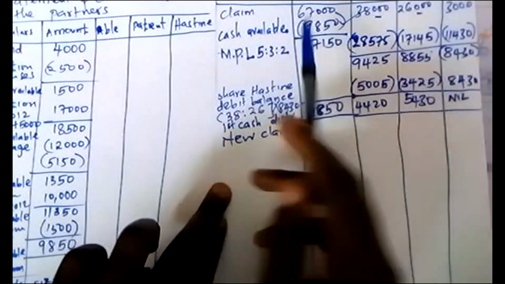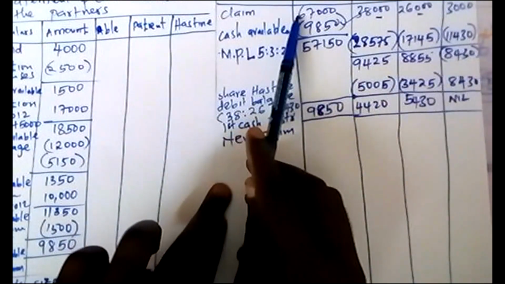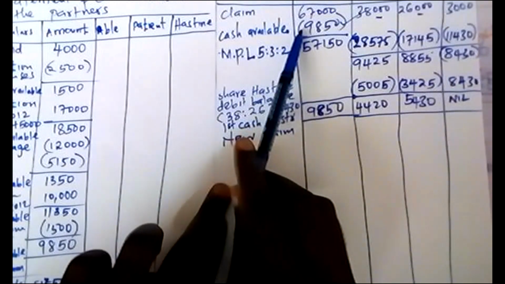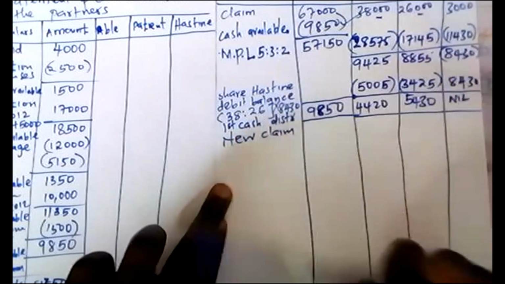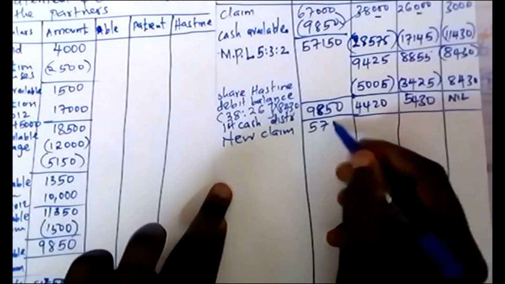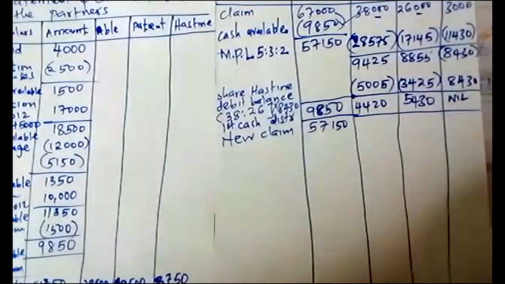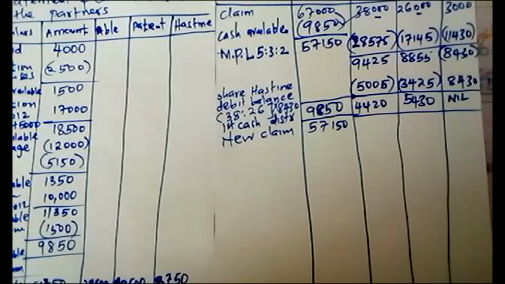So with the new claim here, because initially they were claiming 67,000, cash available was 9,850. So we reduced that one. So now the new claim, the total amount will be 57,150. What about Able? If you can determine Able, then I will know that you are fine, because the other steps will be a repetition of the same. What is Able claiming now?